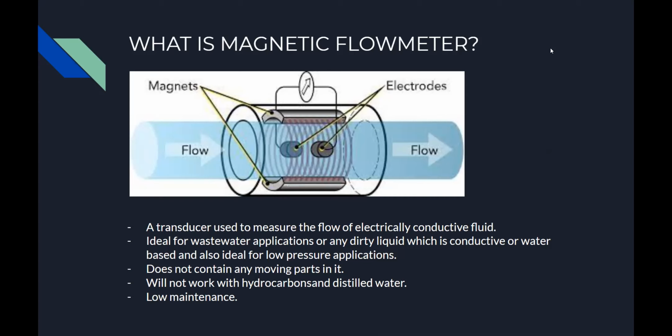The only moving part in the magnetic flow meter is the magnetic field, but we cannot see the magnetic field. This magnetic flow meter also will not work with hydrocarbon and distilled water, since this transducer is only used to measure the flow of electrically conductive fluid. The hydrocarbon and distilled water are not conductive fluids. So generally, it will not work with non-aqueous solutions. This magnetic flow meter is also low maintenance. For the working principle, I will proceed with the next presenter. Thank you.